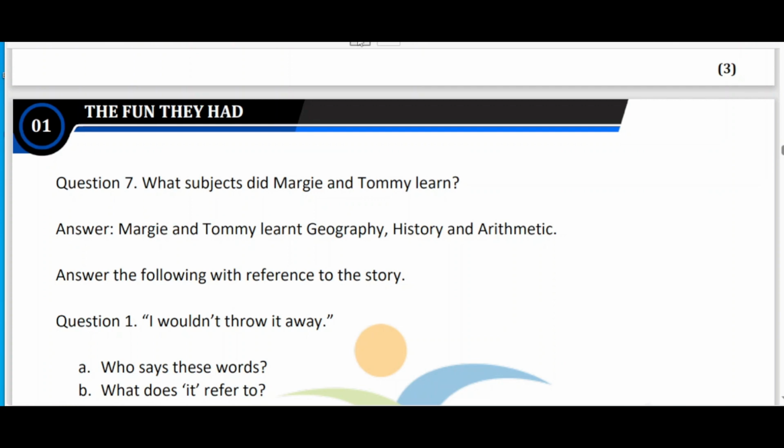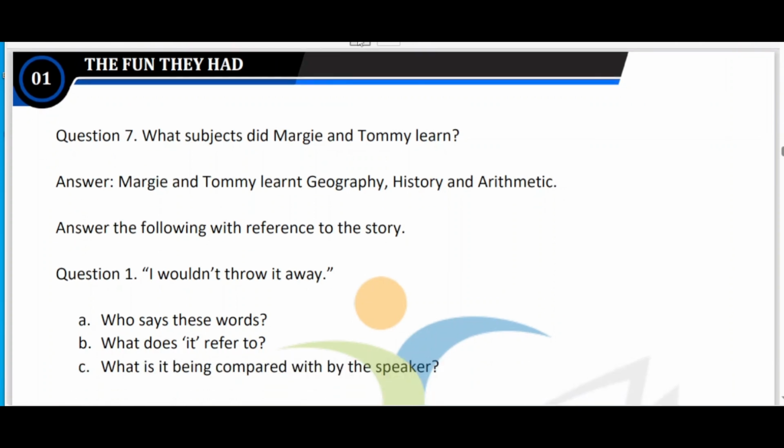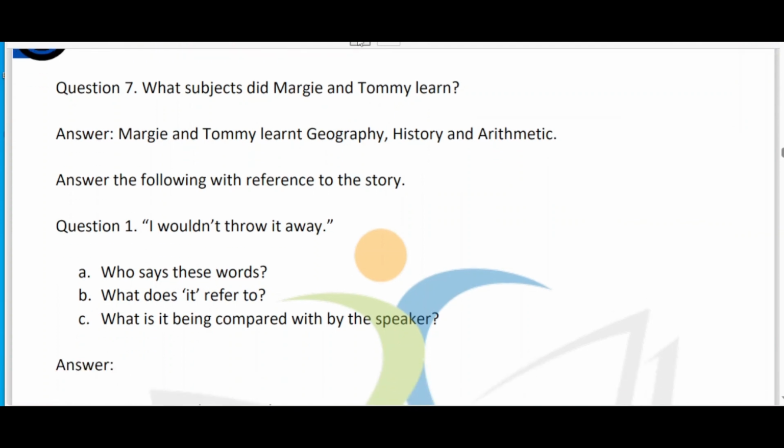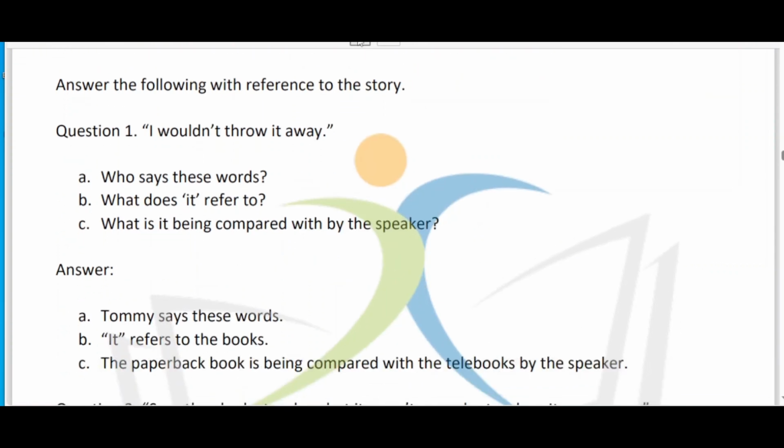In geography, the level was a little too quick, and in history Tommy's mind had completely blanked out, and arithmetic projects were given on the screen. Okay, now answer the following with reference to the story. First of all, we do have some statements in which we have to find who says these words, what it refers to, and what is being compared by the speaker.